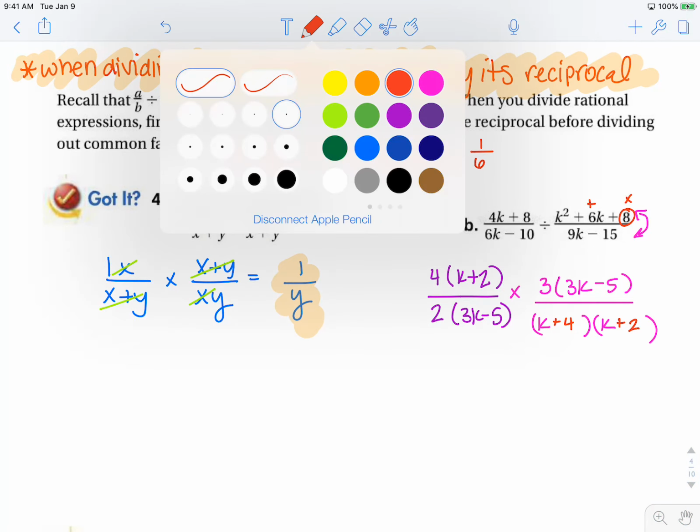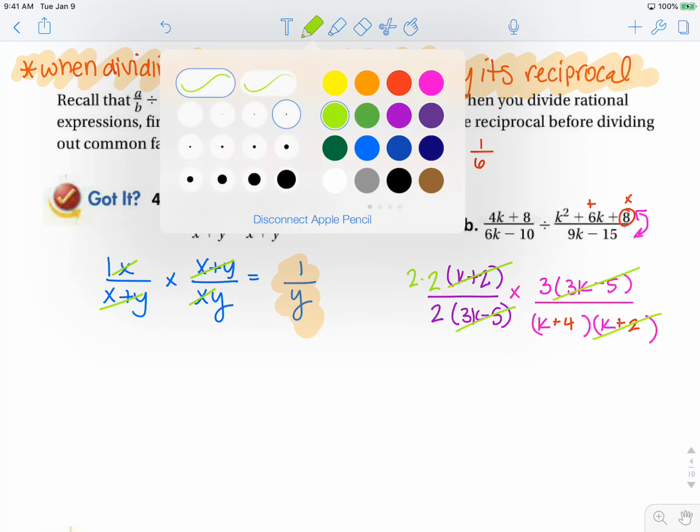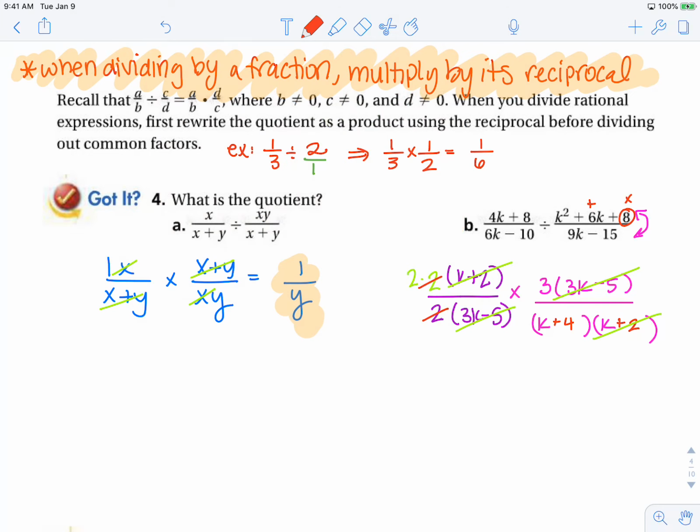So now I'm going to cancel any common factors I see. k plus 2 and k plus 2 cancel. 3k minus 5 and 3k minus 5. And remember, 4 is actually 2 times 2, right? So now this 2 cancels here. And I'm left in my numerator with 2 times 3, which is 6, over k plus 4. So notice that's what was left after I canceled everything else out.